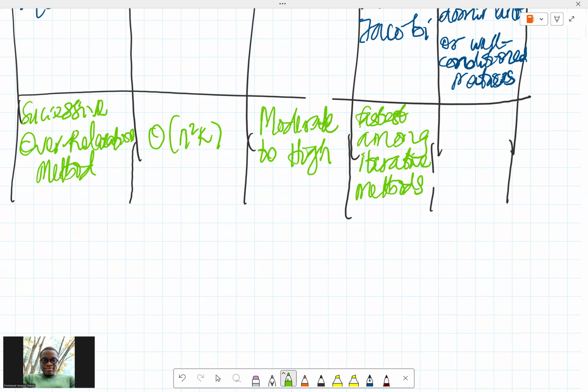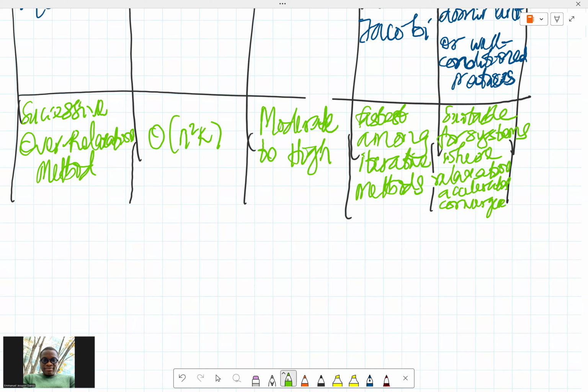Then it's suitable for systems where relaxation accelerates convergence. Okay, so those are the methods right there.